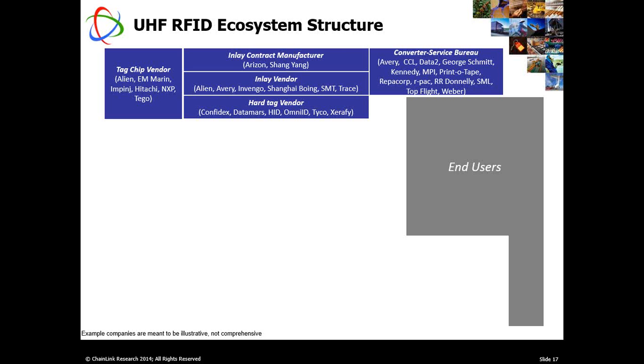All right, tag chips are used by manufacturers of inlays and hard tags. So we'll look at the inlay path first. Inlay makers like Avery and SmartTrack buy chips and attach them to antennas made of metallic foil or conductive ink or some other material to make an inlay. Some companies sell branded inlays, and others like Horizon provide unbranded manufacturing capacity. In other words, they're contract manufacturers to these branded inlay vendors.